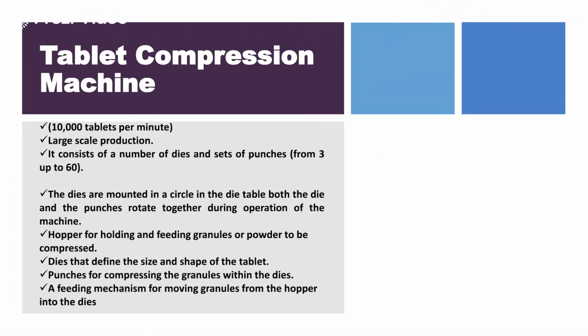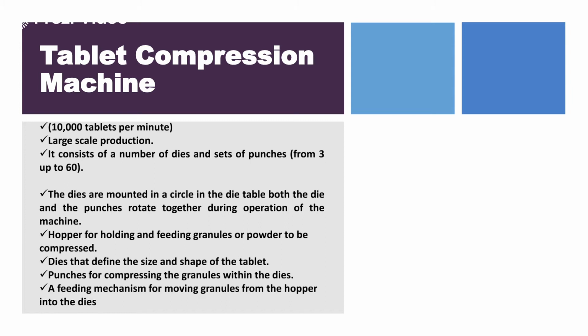When we talk about the multi-station rotary press, the capacity may be 10,000 tablets per minute. So very large production can be taken with the rotary press. It also consists of a number of dies and sets of punches ranging from 3 to 60. The dies are mounted in a circle in a tablet die table. Both the die and the punches rotate together during the operation of the machine. I have told you there are three important parts: upper punch, die cavity, and the lower punch.